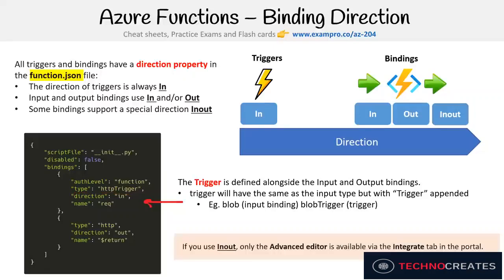If you use the in and out direction, only the advanced editor is available via the integrate tab in the portal, just so you know, because there's a visualization of integrations that we see in the Azure portal. And so they're talking about that in and out option there.